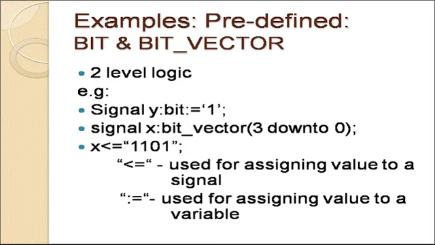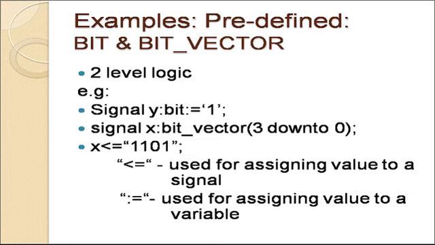The second example shows that signal X is of type bit vector 3 down to 0, which means this signal X will have 4 independent signals inside it. We can access them as X(0), X(1), X(2) and X(3). Like that you can access an individual part of that signal X, or combinedly as a bus 3 down to 0. Here X is assigned a value using the less than or equal to symbol.